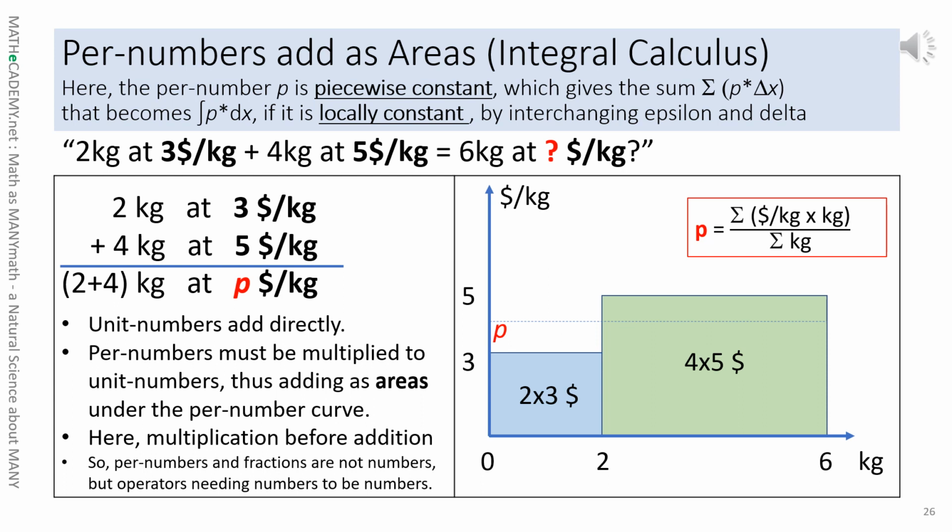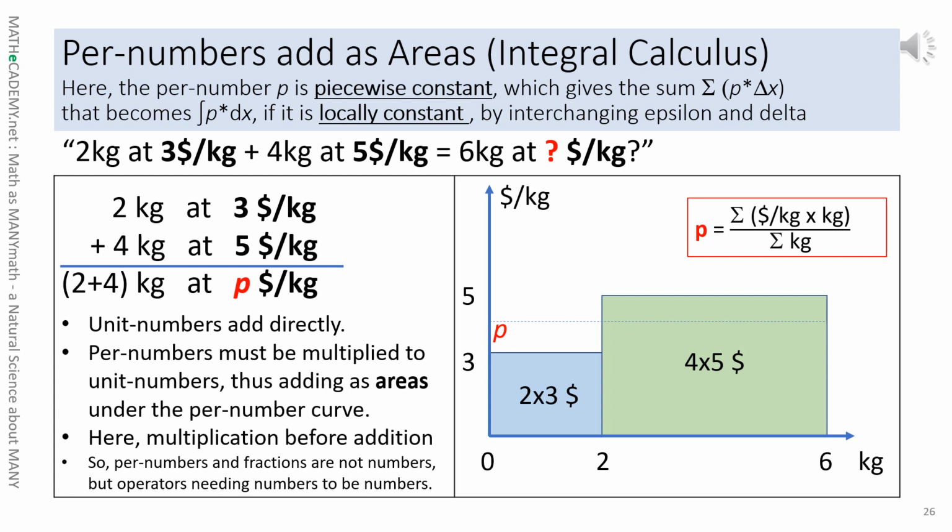Pair numbers add as areas, called integral calculus. We ask, 2 kilograms at $3 per kilogram, plus 4 kilograms at $5 per kilogram, is 6 kilograms at how many dollar per kilogram? We see that unit numbers add directly. But pair numbers must be multiplied to unit numbers, to be added. And since multiplication creates areas, pair numbers add as areas, under the pair number curve. So, in integration, multiplication comes before addition. Therefore, pair numbers and fractions are not numbers, but operators, needing numbers to become numbers.